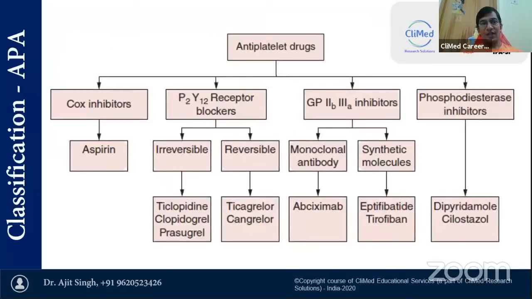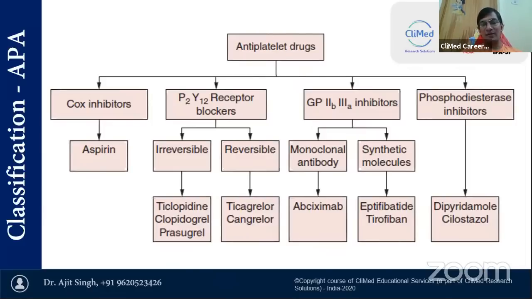And then here is the classification of antiplatelet drugs. There is only one drug which we give with every drug in case of acute MI, or in case of prevention, that is aspirin. Aspirin is a Cox inhibitor. Cox is nothing but the cyclooxygenase enzyme. So aspirin inhibits the activation of the cyclooxygenase enzyme and stops the process of platelet activation there only.